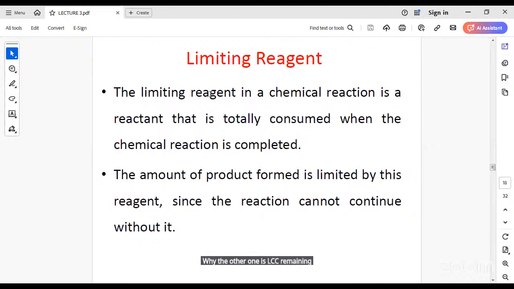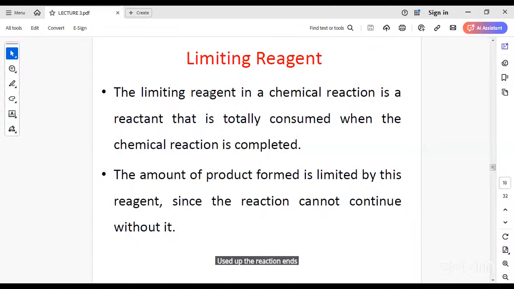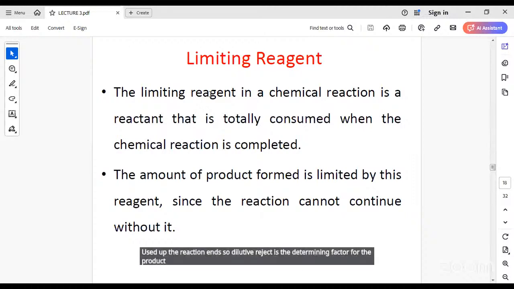So that is what we mean by limiting reagent. That is the reactant that is totally consumed when the chemical reaction is complete. That is, the amount of product formed is limited by this reagent. So what it means is that once that limiting reagent is completely used up, the reaction ends. So the limiting reagent is the determining factor for the product that will be formed and the quantity of product that will be formed. Once that limiting reagent is used up, the reaction can no longer continue.